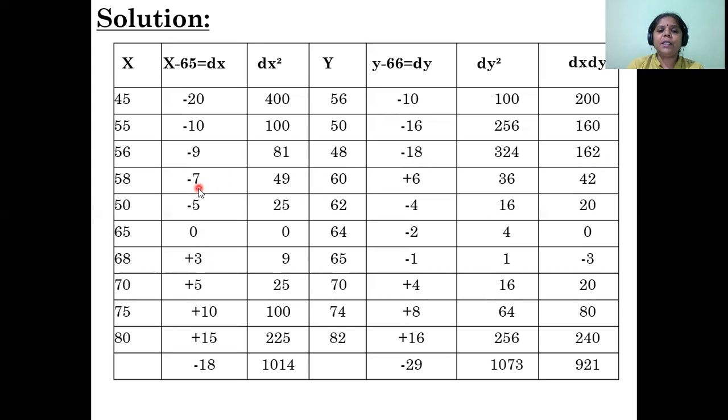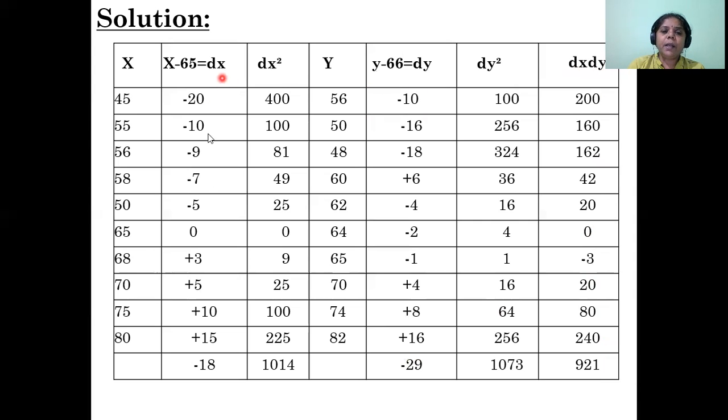Okay, see students here, minus 7 is there here, and here plus 6 is there. So minus into plus will become minus, so it is minus 42. Okay, now minus and minus will become plus 20. And see here, 3 into 1, 3, 5 into 4, 20, 10 into 8, 80, 15 into 16, 240. Okay, now make the total of all these things. That will be sigma dx into dy.